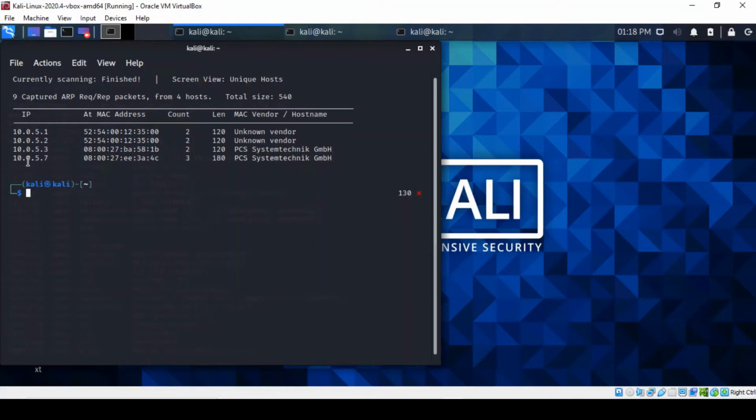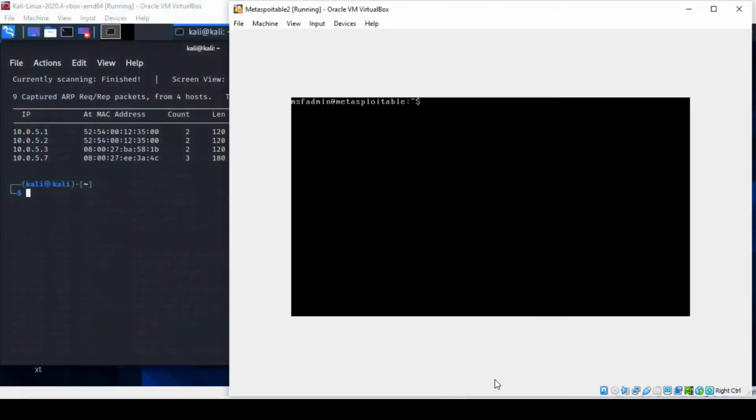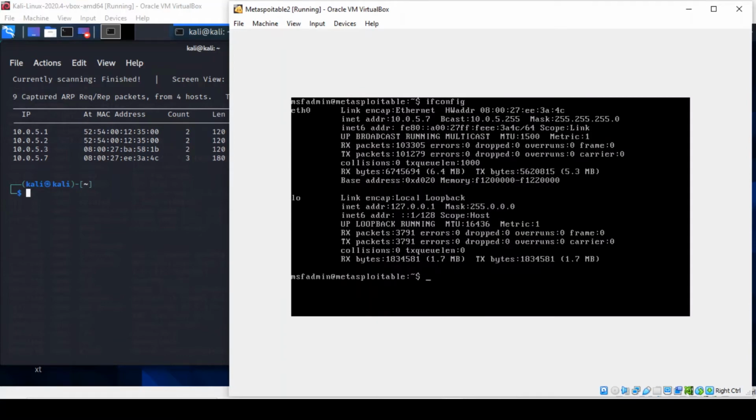Our host of interest is 10.0.5.7. This is the IP address of the vulnerable machine that we will be targeting, i.e. Metasploitable2. We can confirm that's the correct IP address by bringing up the interface for Metasploitable2 and then entering the following command, ifconfig, and there you have it. It confirms that that's the correct IP address.